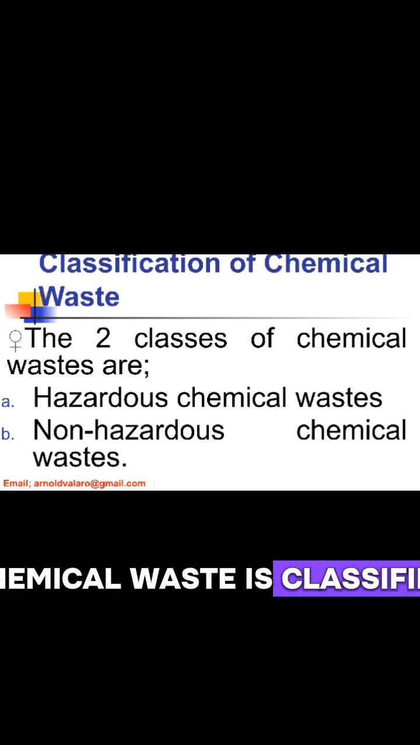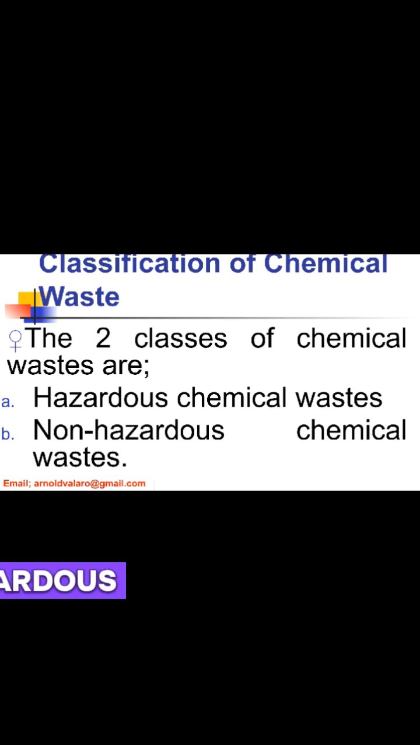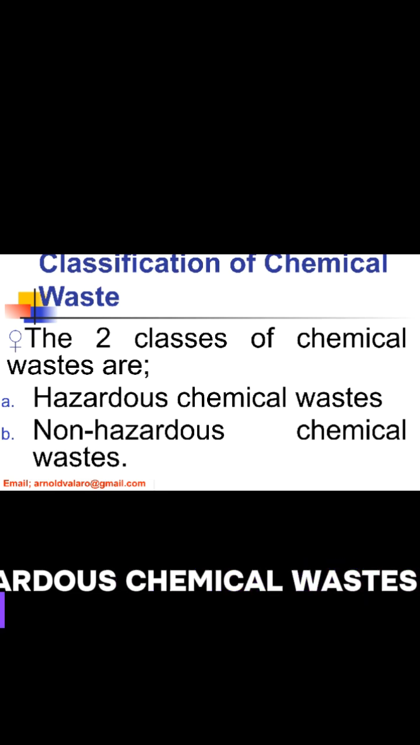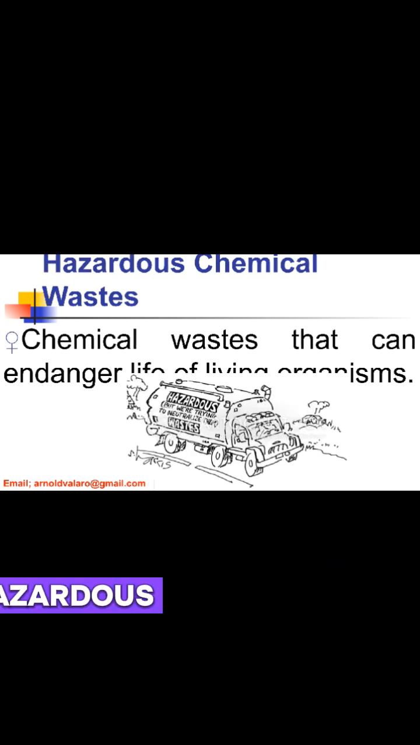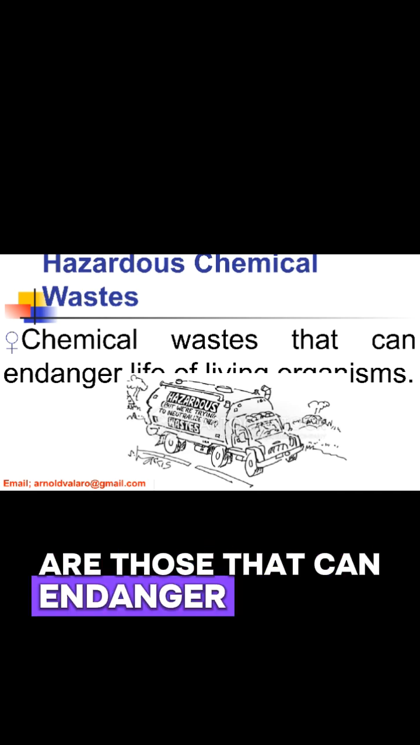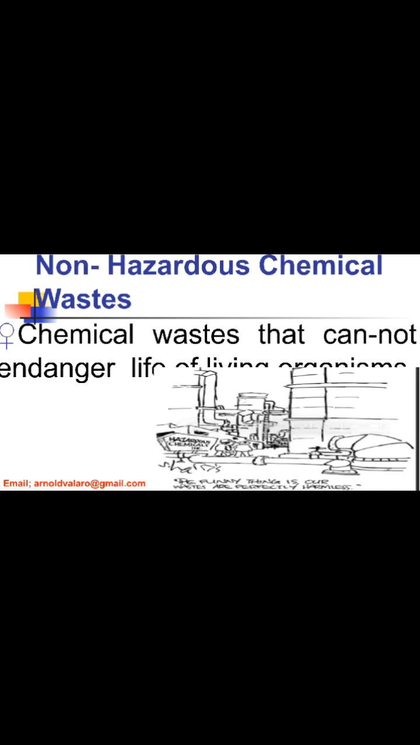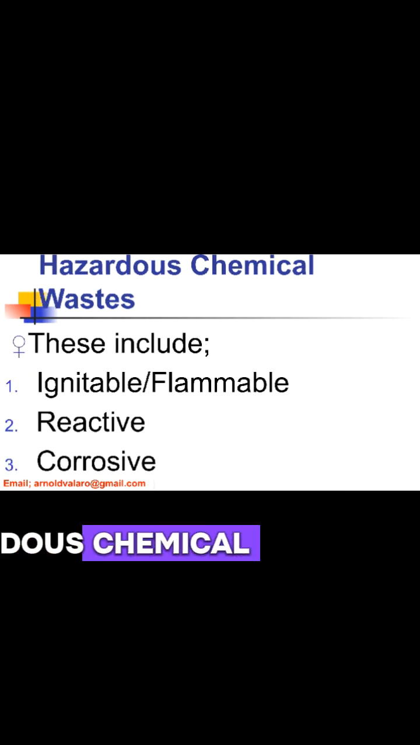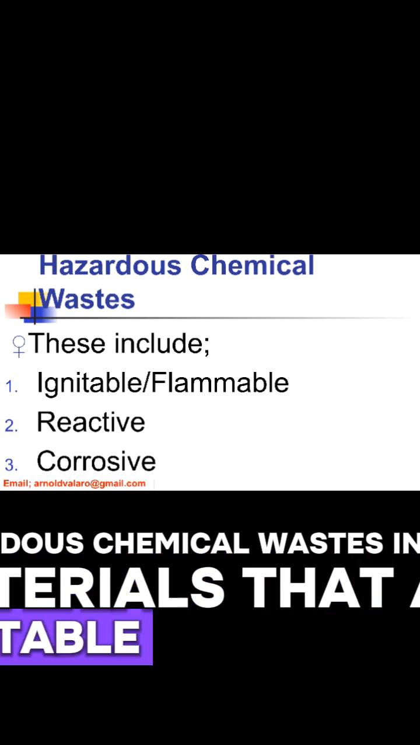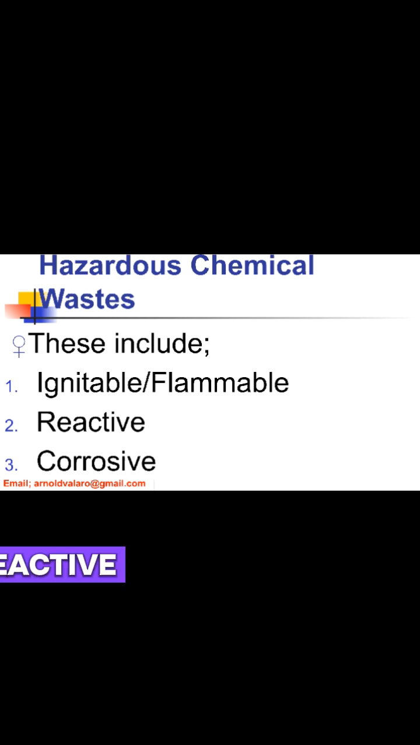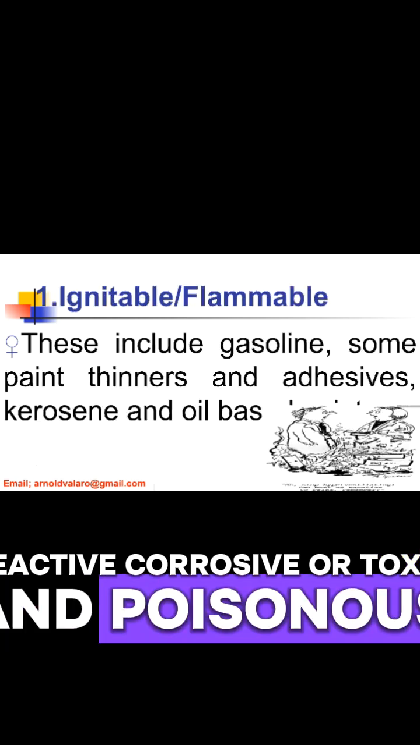Chemical waste is classified into two main categories: hazardous chemical wastes and non-hazardous chemical wastes. Hazardous chemical wastes are those that can endanger the life of living organisms. Non-hazardous chemical wastes are those that do not endanger the life of living organisms. Hazardous chemical wastes include materials that are ignitable or flammable, reactive, corrosive, or toxic and poisonous.